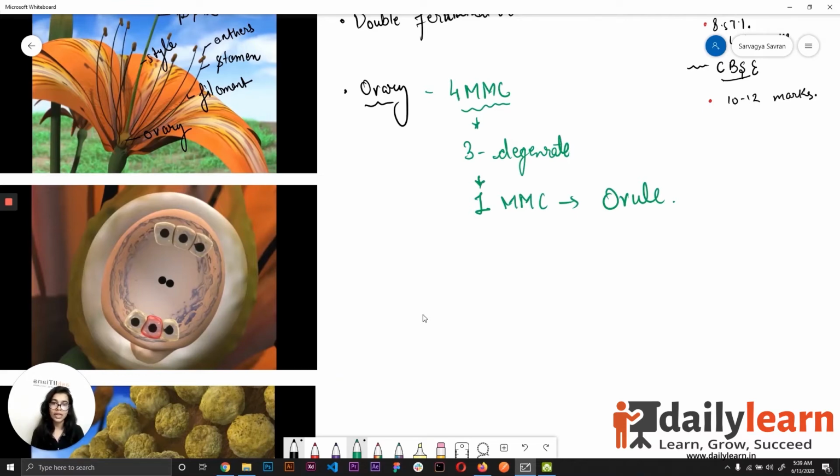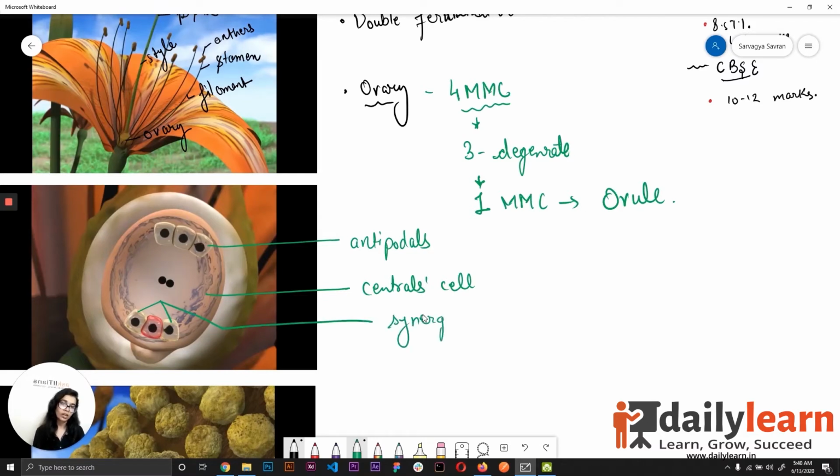So inside this, these 3 cells are the antipodal cells, right? These will help in the endosperm formation. This is the entire central cell, which has 2 nuclei, and these 2 are the synergid cells. These synergid cells help in the guidance of the pollen tube into the ovule. And this right here, my friends, is the egg cell. This egg cell is responsible for the formation of the zygote.